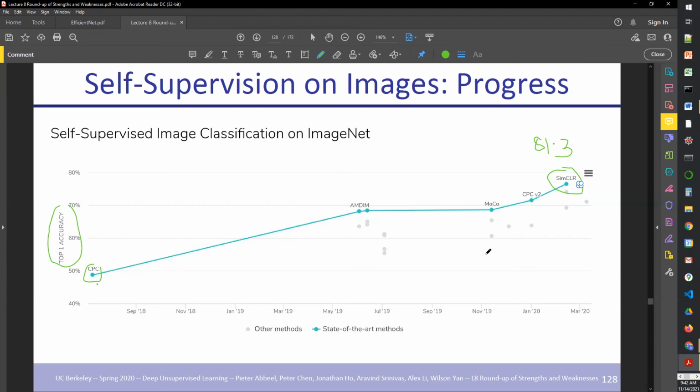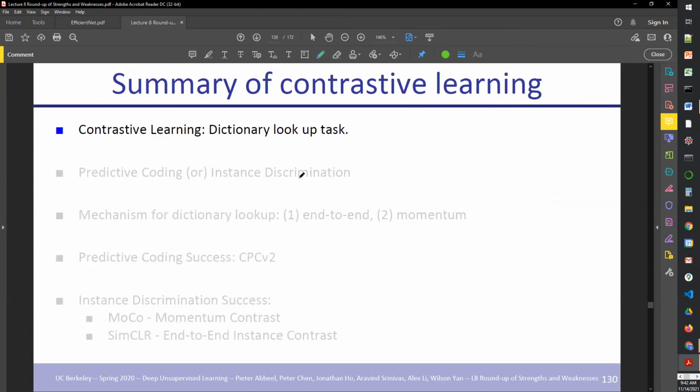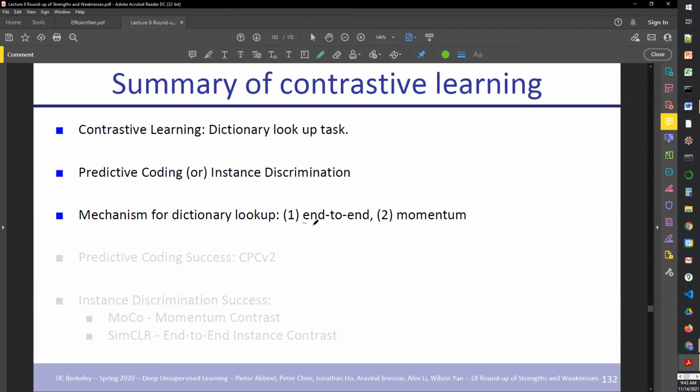So, a summary of contrastive learning: we spent a lot of time on it, and it's looked at as a dictionary task. There are two variations. One is predictive coding, which is CPC V2, as opposed to instance discrimination, where we compare lots of negatives, generate positive and negative instances, and discriminate among them. There are two ways of doing this dictionary lookup, if you will: the end-to-end, which is what SimCLR uses, and the momentum approach, which is what MoCo uses.